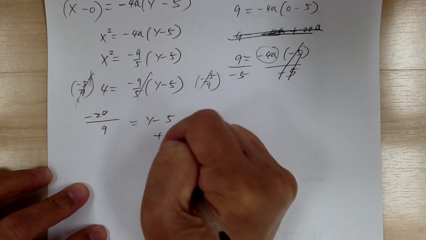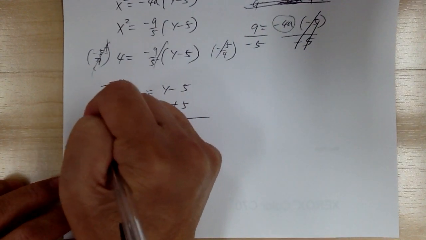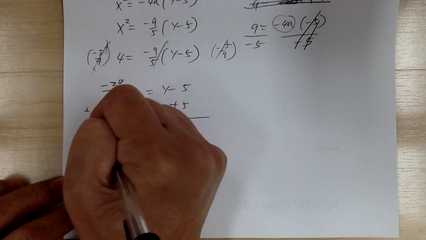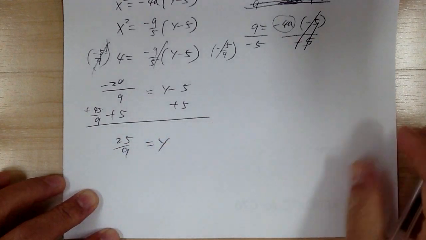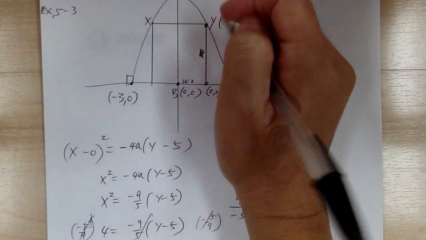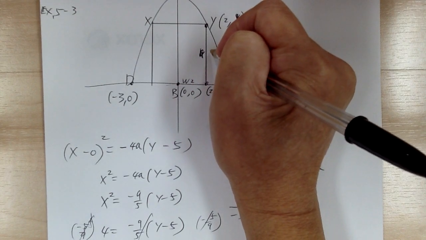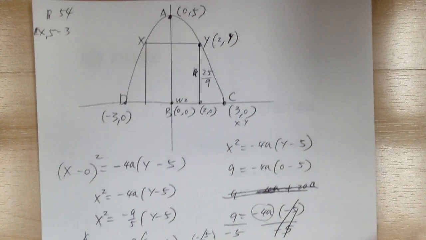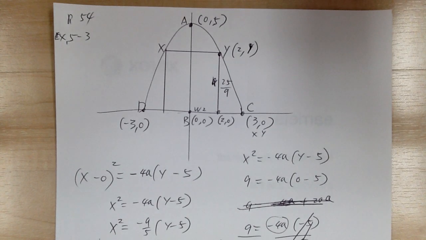Then add 5 on both sides. This will become positive 45 over 9, so when you add, you get 25 over 9 equal to y. And so that's it. The highest box they can fit underneath the arch is 25 over 9. So you start with your template, use your information to get your equation, and use the equation to solve whatever you need.